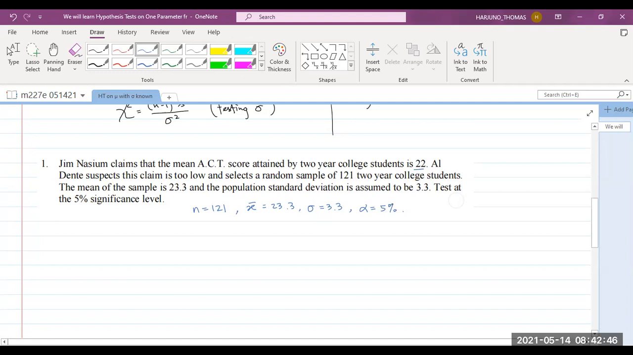Okay, so we are testing Al Dente's claim. There are actually 2 people making claims here. Jim makes the claim that it is 22. Al Dente suspects that 22 is too low, supposed to be higher. Okay, so let's start with step 1, claim.